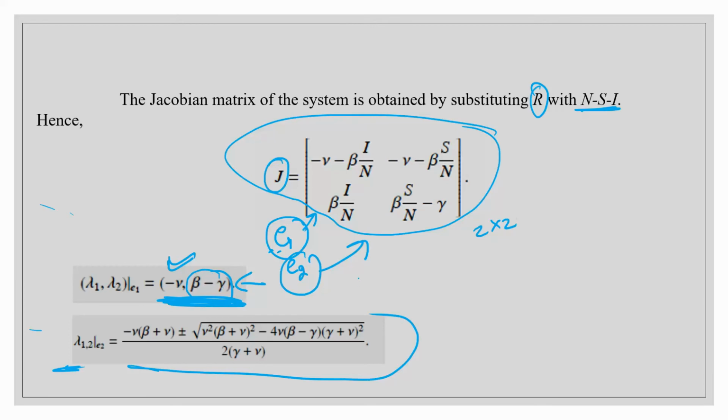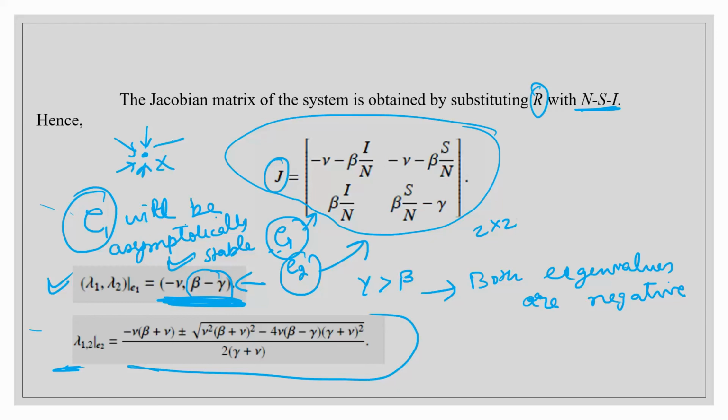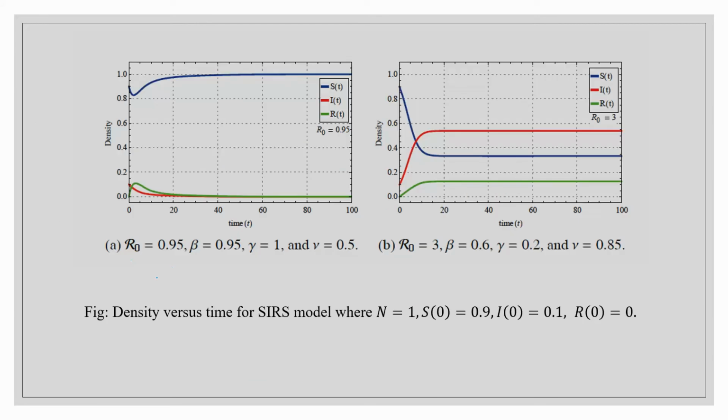So if gamma is greater than beta, then both eigenvalues are negative. Now if both eigenvalues are negative, that means that my E1 will be asymptotically stable, and if this becomes asymptotically stable, that means that all the solutions in the neighborhood of E1 will be attracted towards this equilibrium point E1. So we got a very important result: we should make gamma greater than beta to make this E1 locally asymptotically stable. Now let us see a numerical simulation for this.